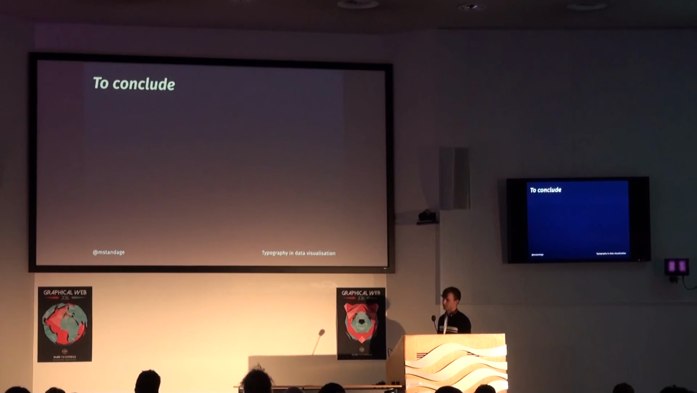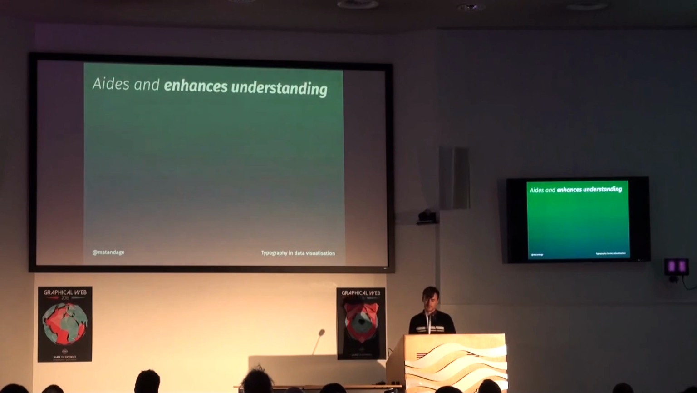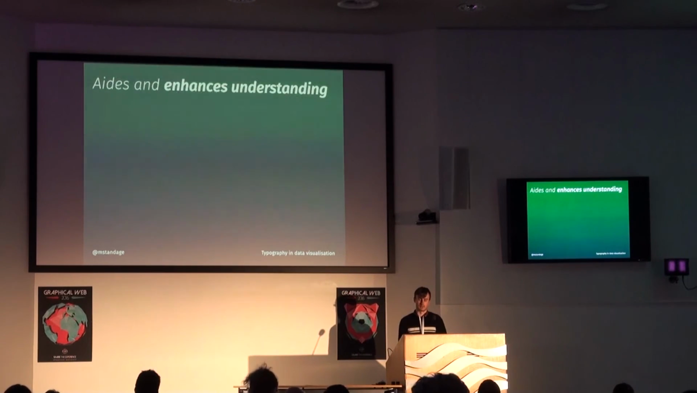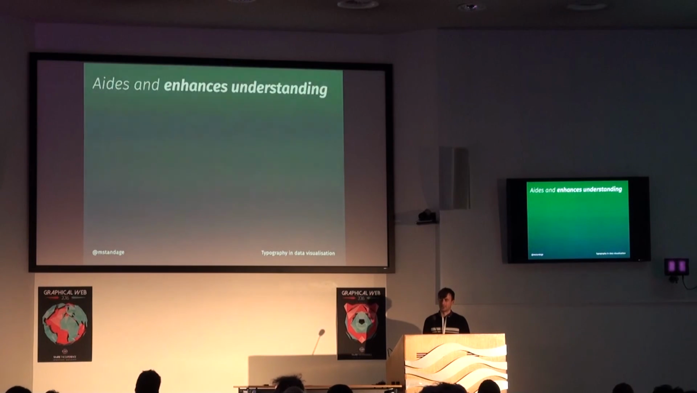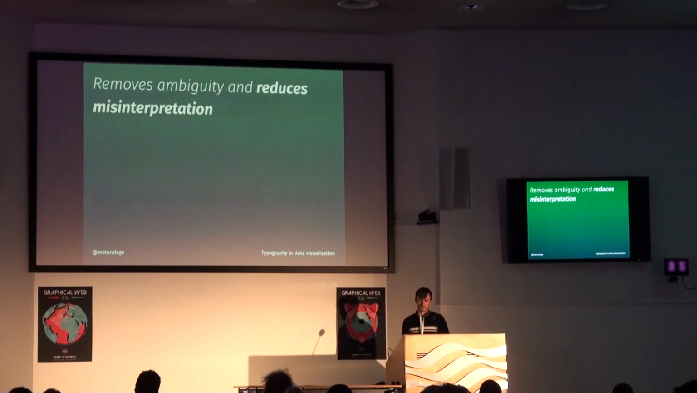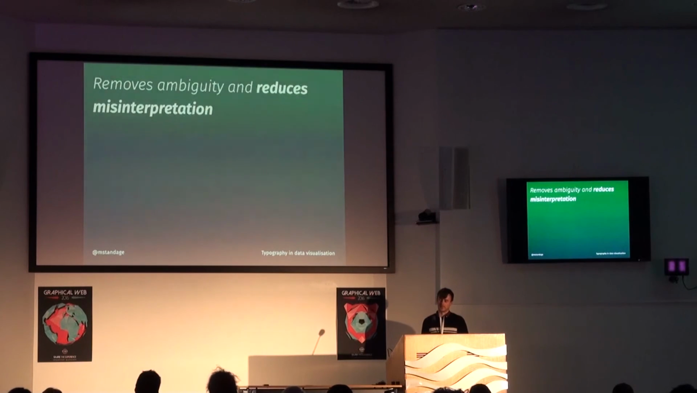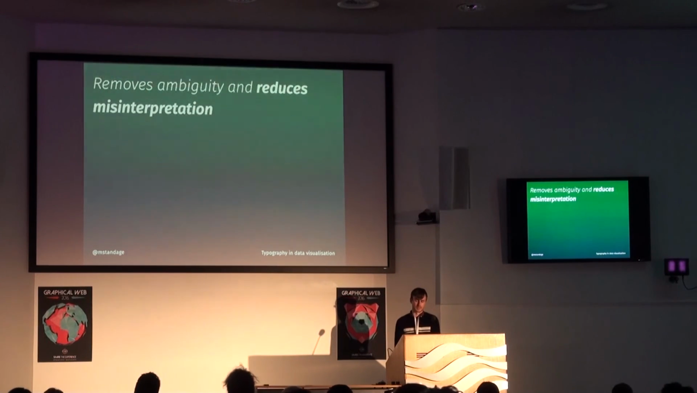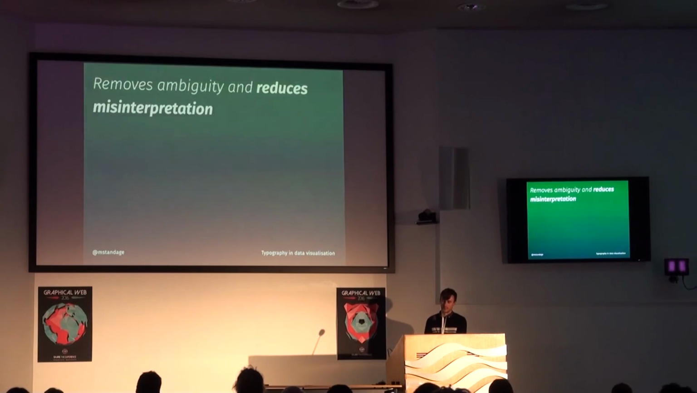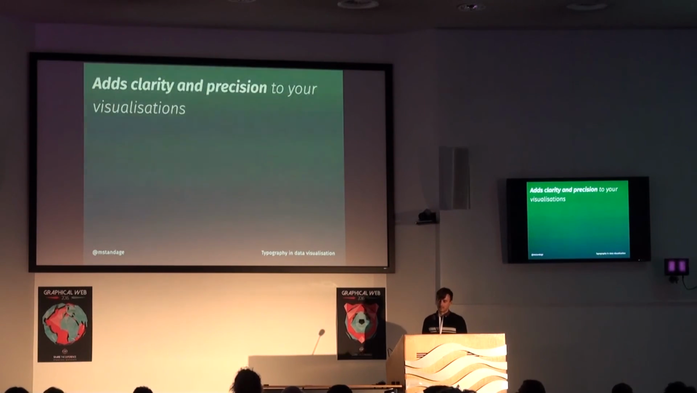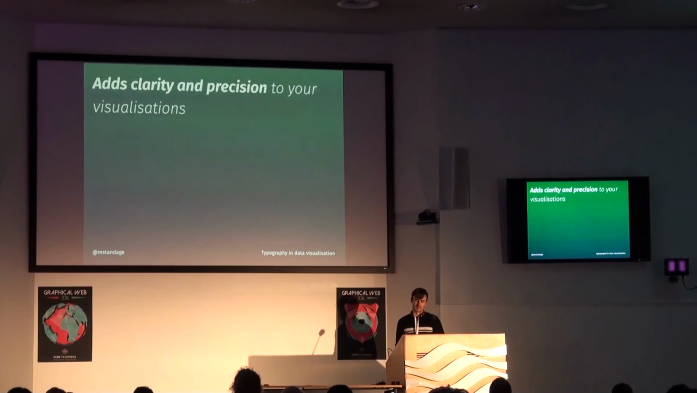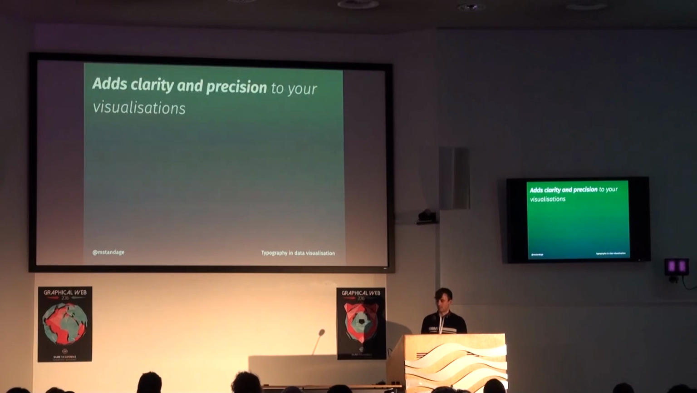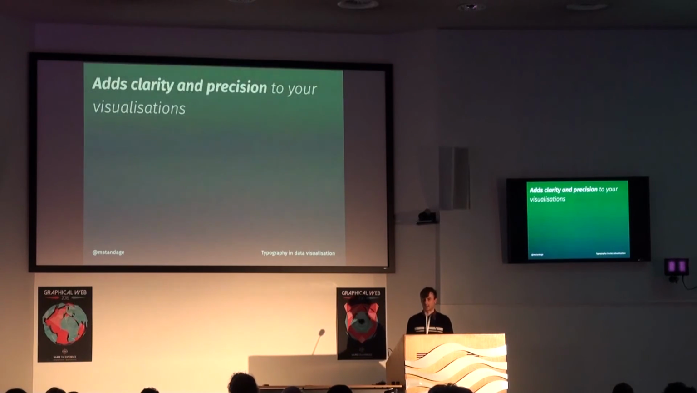So, to conclude, typography aids and enhances the understanding of our data visualizations. It allows us to communicate lots of information in a very condensed form. It removes ambiguity and it reduces misinterpretation. We can annotate our data visualization with useful annotations that help the reader. And it aids clarity and precision. Good typography, I think, really does help us, in the words of Tufte, to achieve graphical excellence, in which complex ideas are communicated with clarity, proficiency, precision, and efficiency to the reader.